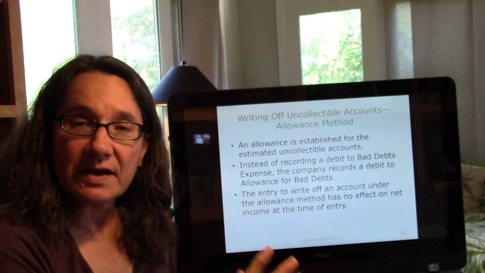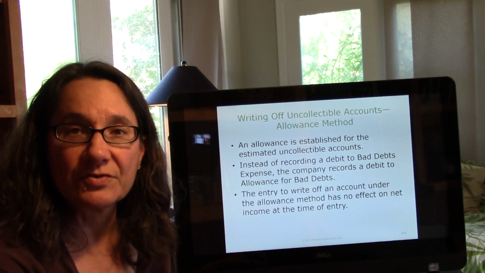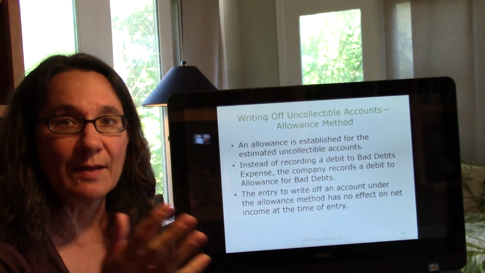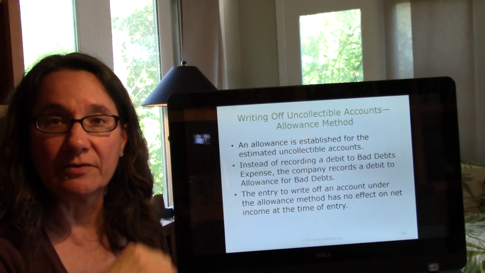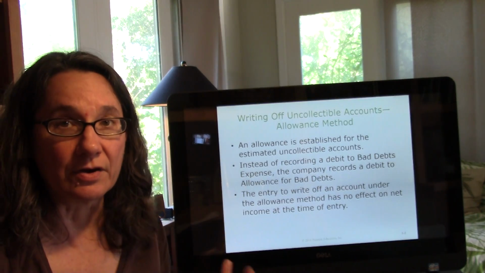So at some point you will find out who's not going to pay you back. You'll call them and they won't answer the phone, or maybe you'll get a bankruptcy notice from their lawyer. Something will happen, you go, oh, they are not going to pay me. Now you're going to write them off. You've already set the allowance up, so now you're just going to write off. Now you know who it is.